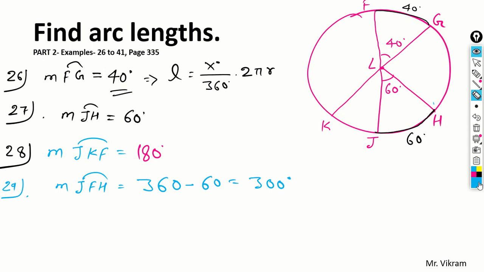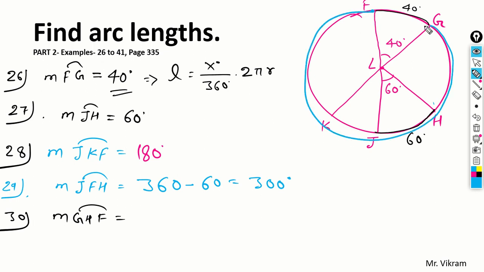Next question, question number 30. Measure of arc GHF. It is going all the way from G, H, and F up to this. So again, this is 360 minus 40 degrees. This will come as 320 degrees.